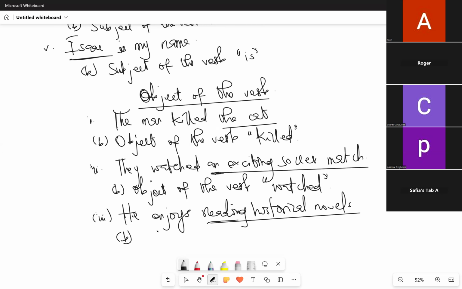So it's up to you to tell me the function. So please, object of the verb enjoys. Correct.